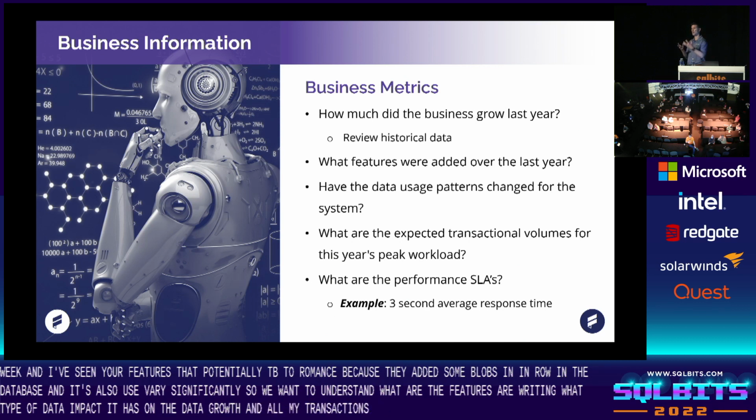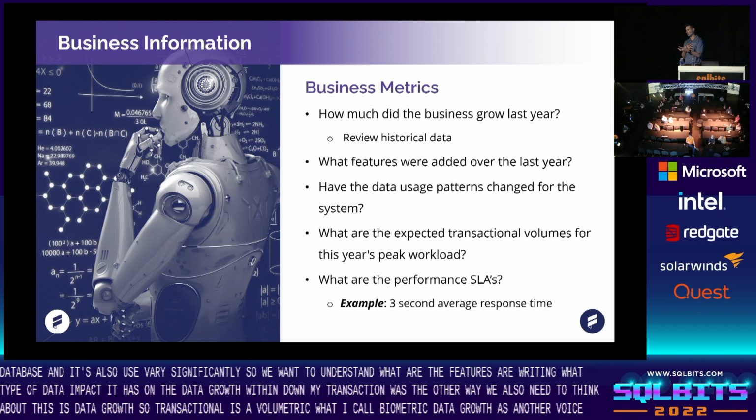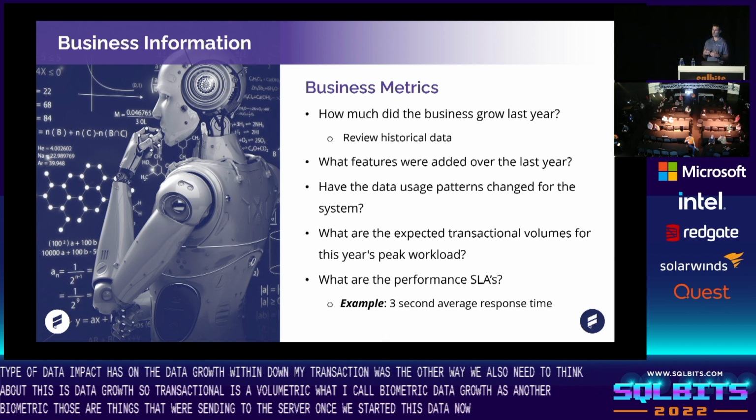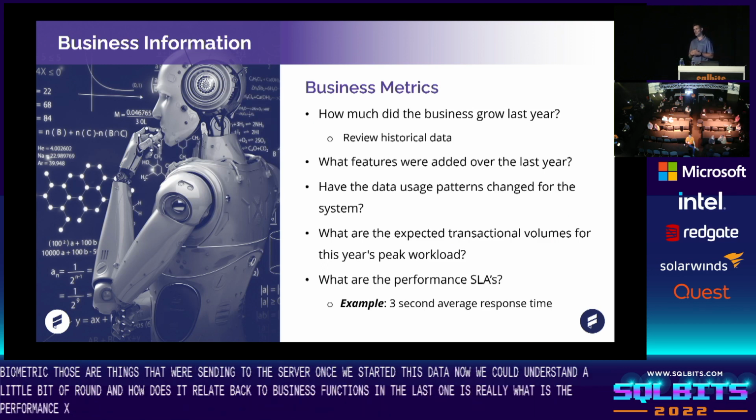So we've been talking about transactionals. The other way we also need to think about a system is data growth. So transactional is what I call a volume metric. Data growth is another volume metric. Those are things that we're sending to the server. Once we start to have this data, now we get to understand a little bit around how it relates back to business functions. And the last one is really, what are the performance expectations of that business?